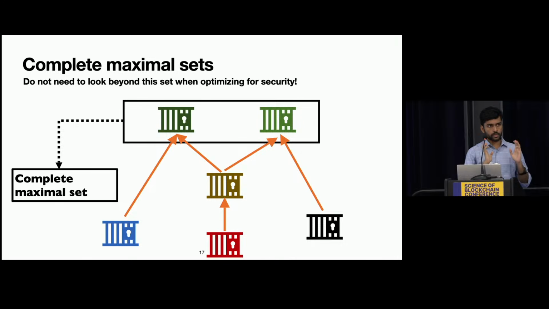And so if you are a practitioner looking to implement a mechanism for your purpose, you would naturally look at the complete maximal set and ask yourself, which of these mechanisms should I use in my particular case?